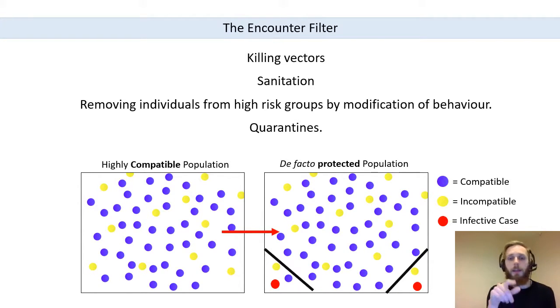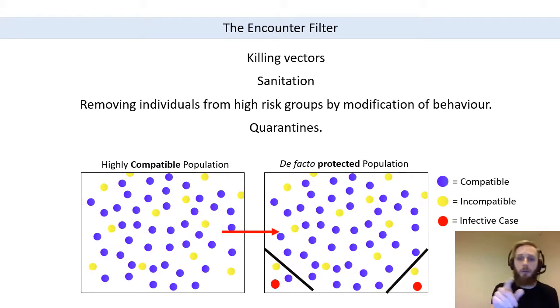So what you'll see is the number of blue and yellow individuals is the same, the proportion is the same. The number of actual protected individuals doesn't change. The number of actual compatible individuals doesn't change. However, what we have in the bottom left and bottom right corners is infective cases. So we have these two red dots that represent individuals who have the infectious agent, they're infected and they're infective, so they can potentially pass the infection to other individuals. However, what these black lines signify is they're separated from the rest of the population.